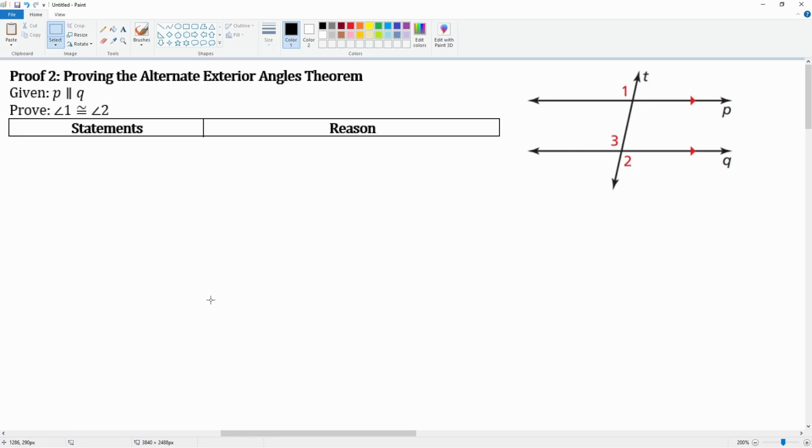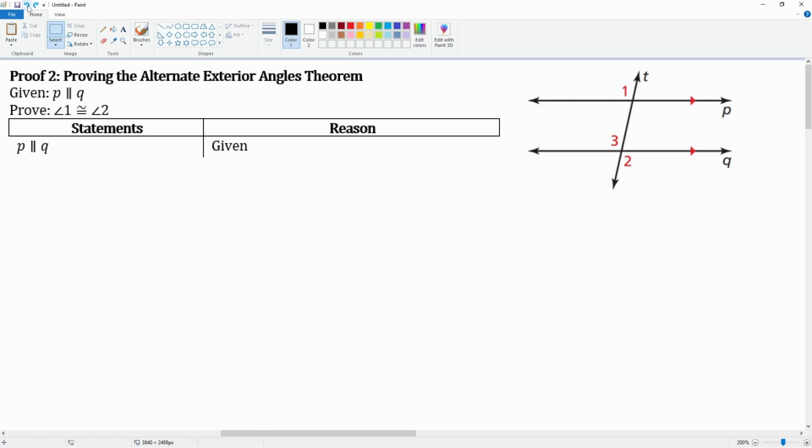This problem is going to be really familiar to the proofing of 1. Here, we're proving the alternate exterior angle theorem. We're given that P is parallel to Q. Prove that angle 1 is congruent to angle 2. We'll start off with our given. P is parallel to Q.